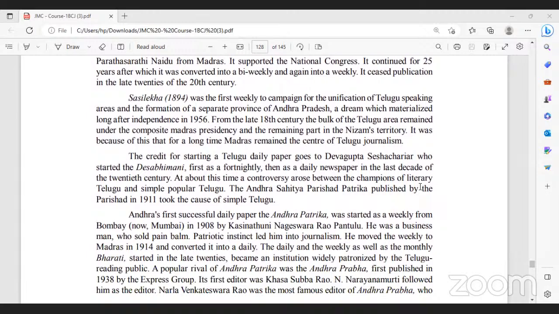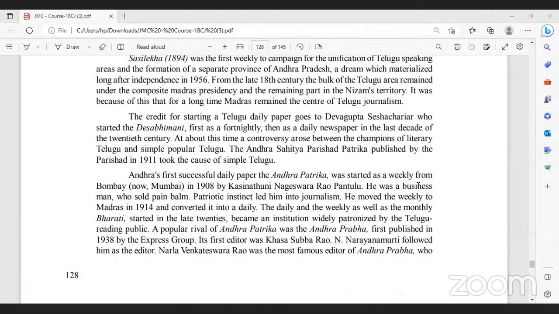At about this time there was a controversy between the champions of literary Telugu and simple popular Telugu. The Andhra Sahitya Parishad Patrika, published by the Parishad in 1911, took up the cause of simple Telugu. So that was a literary language that was being used, and the simple language was also used.